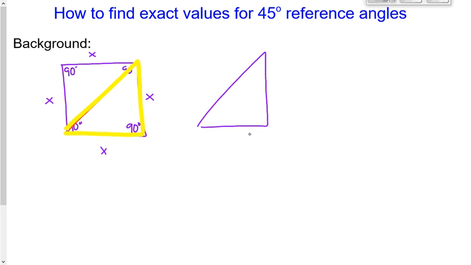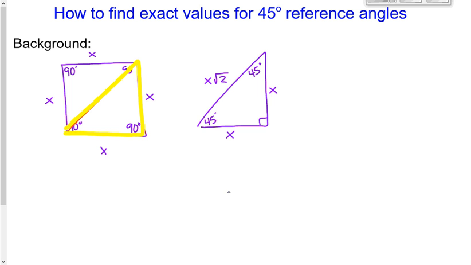So this right triangle, because of drawing in the diagonal, we split those angles into 45 degrees. So we have a 45, 45, 90 right triangle. That's a special right triangle because it has a special side relationship. We know the legs are still length x and x. And if you use the Pythagorean Theorem, you can find out that the hypotenuse is length x square root 2.